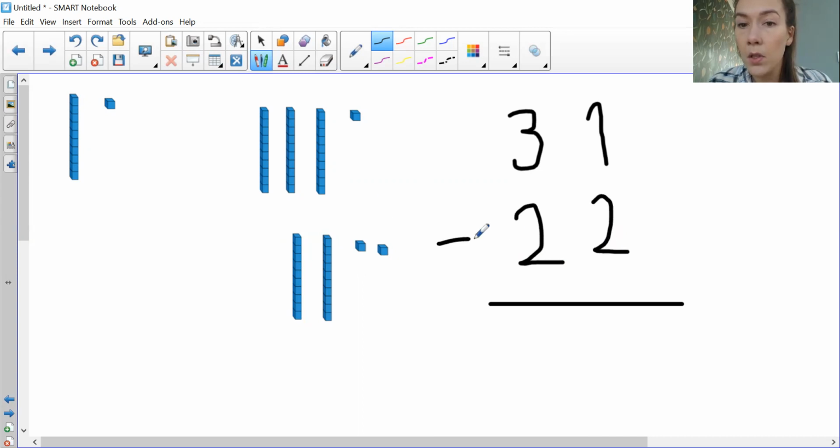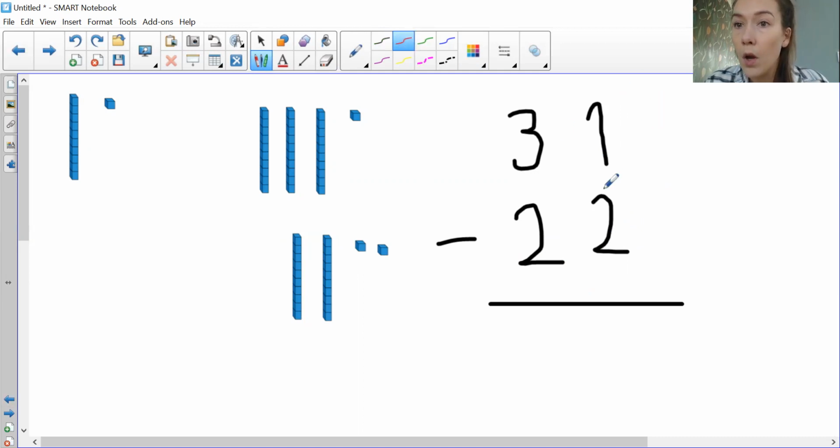You will notice here that this number is bigger than this number. So the ones below are greater than the top one. Our focus today is understanding what we do in this situation with the column method and how we can solve the problem.